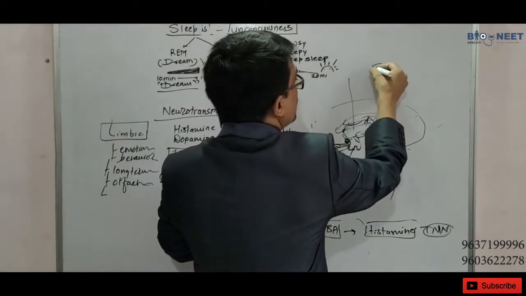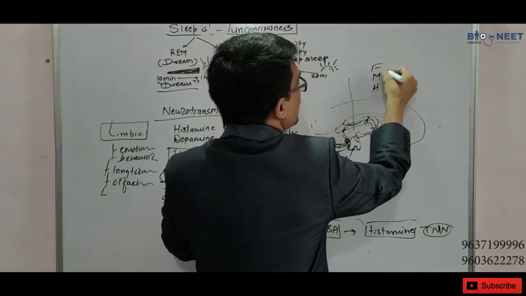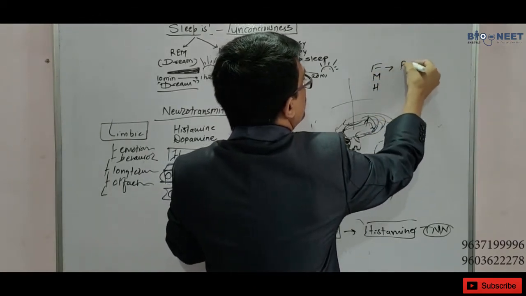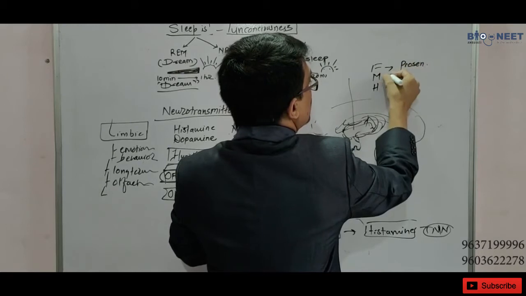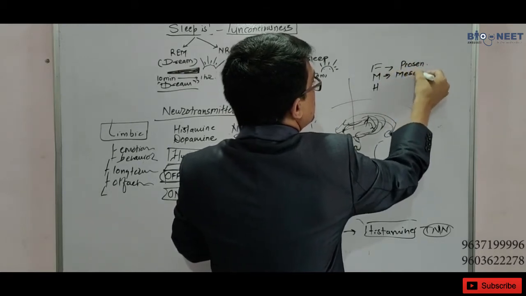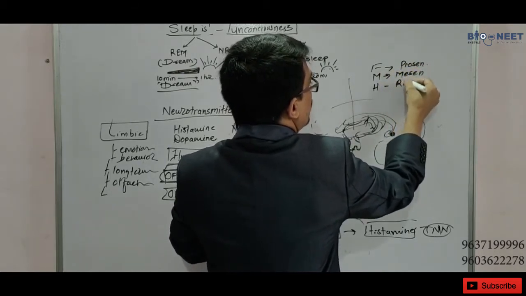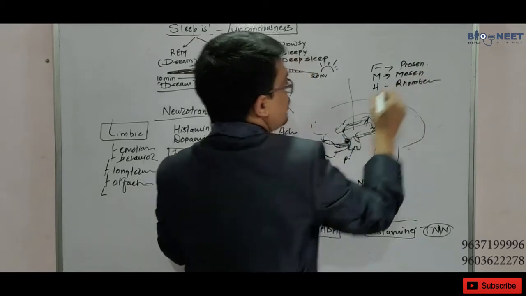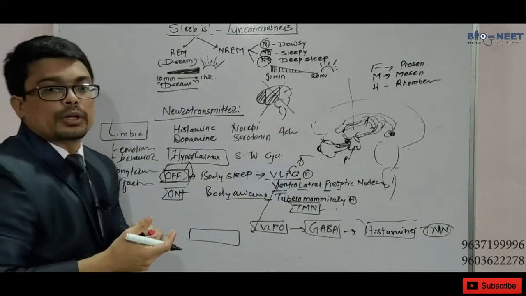So we already divided the brain into forebrain, midbrain and hindbrain: the prosencephalon, mesencephalon and rhombencephalon. Cephalon is for the head. Okay.